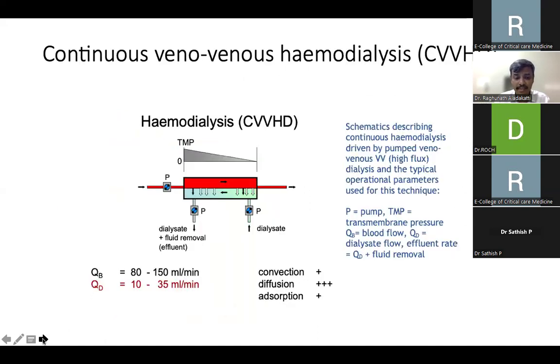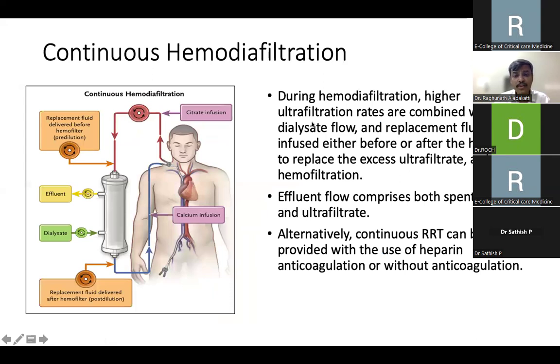So this is hemodialysis, where only dialysis is happening. If you see here, the blood flow is 80 to 150 ml per minute and the dialysis rate is 10 to 35 ml per minute. Here convection is very less and more and more diffusion is happening. This is how continuous venous hemodialysis works.